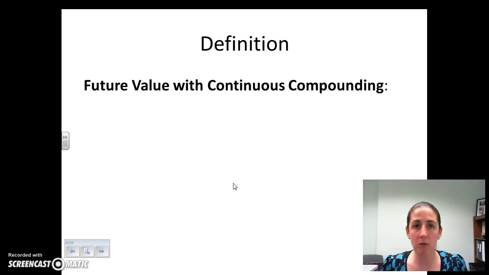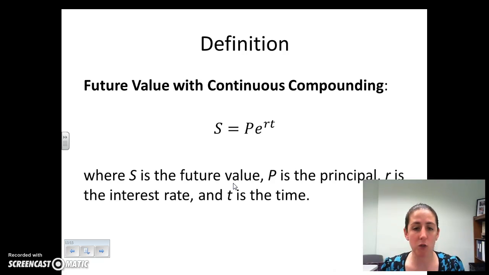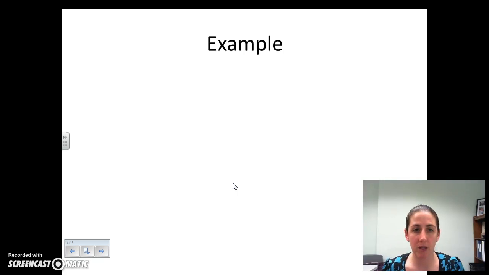So we have a brand new formula, and some people refer to this as PERT. S equals P times e to the RT. That e, remember, is that same natural base, which is approximately 2.71828. So S is still the future value, P is still the principal, R is still your interest rate turned into a decimal, and T is still the amount of time, usually in years. And e is that magic button on your calculator, that irrational number, about 2.71828.